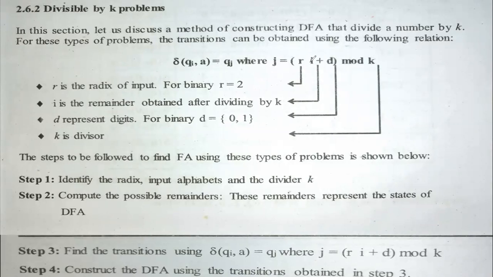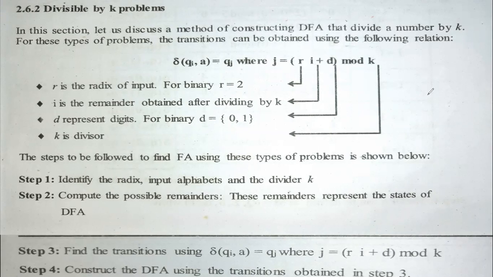Then r is known by default; for binary r is equal to 2, the radix we call it. Then what does this i stand for? Here, i is the remainder obtained after dividing by k. In the next problem, when we start the first problem, we have k value 5, that is, 0 modulo 5. Whenever we divide a number and get 0, such a number should be accepted by the DFA. The rest should be rejected.